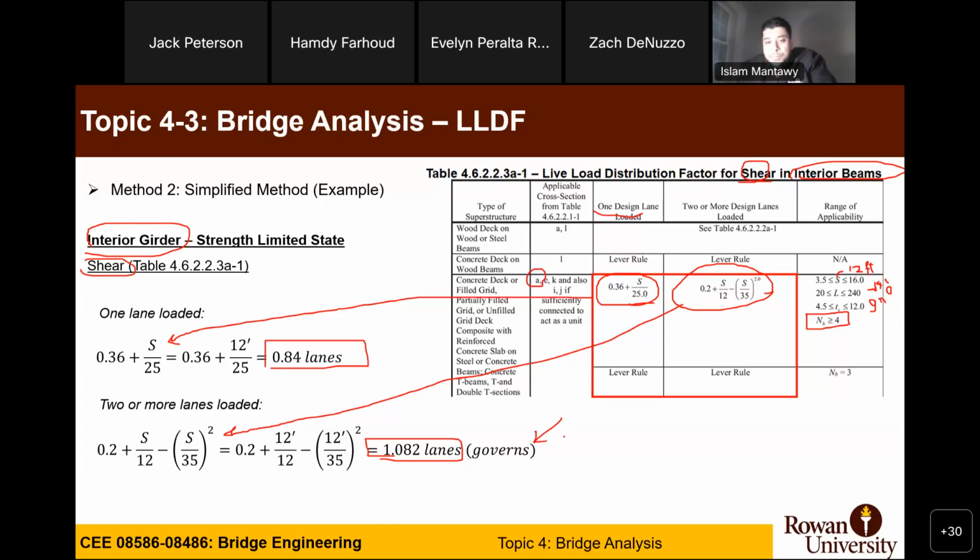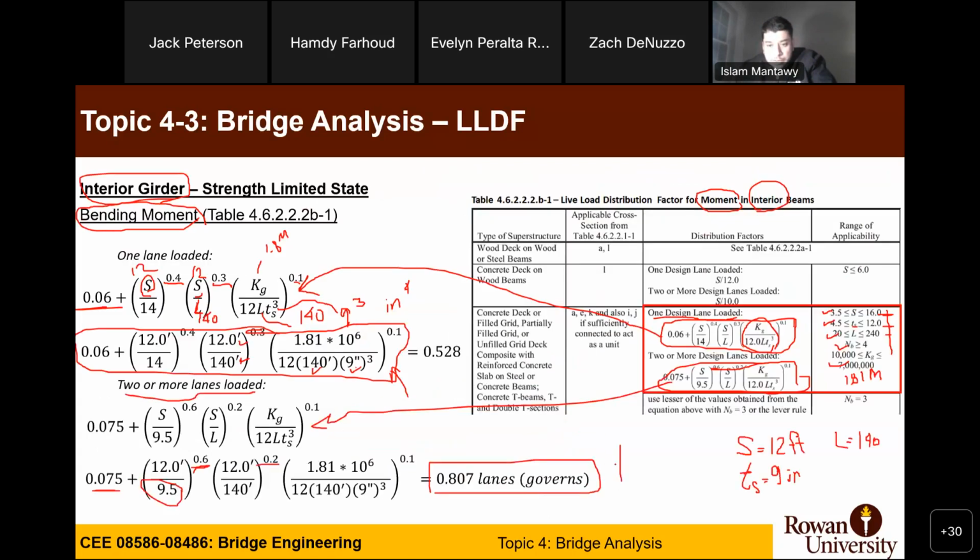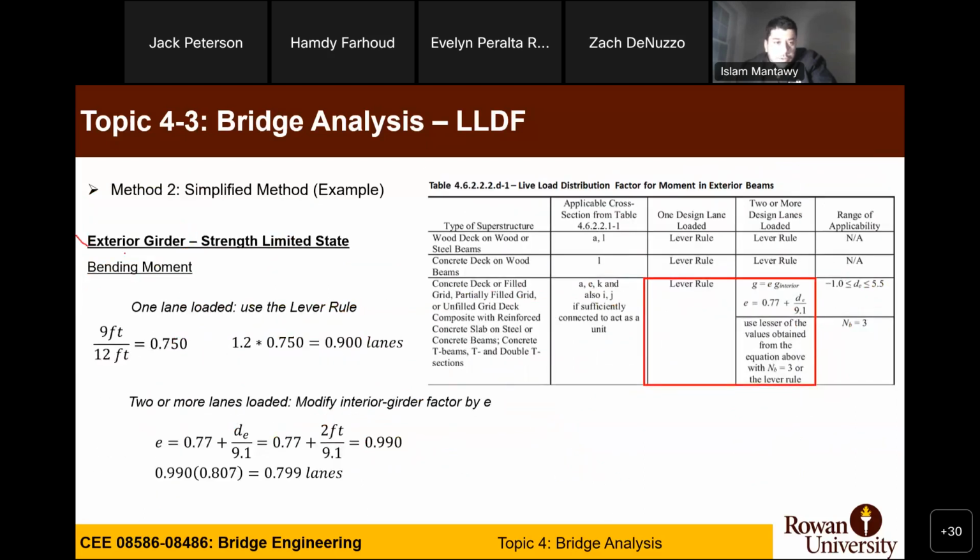Now we need to do the exterior. This one governs for shear, and this one governs for moment. Let's do the exterior bending moment. For exterior bending moment, this is the table, right?